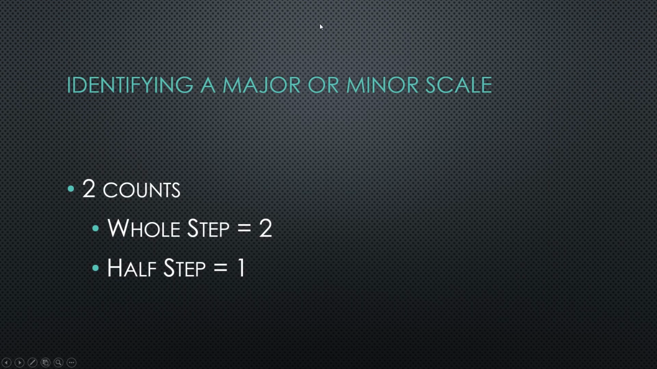How to identify a major or a minor scale? There's two counts we'll have to know. One is called a whole step, which is going up by 2 intervals, and another one is called a half step, which is going up by 1 interval, or 1 step in this case. So there's two counts.